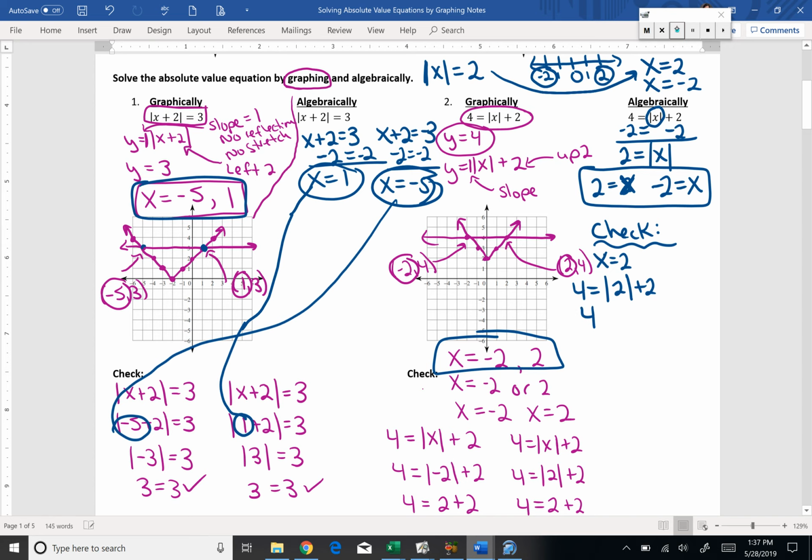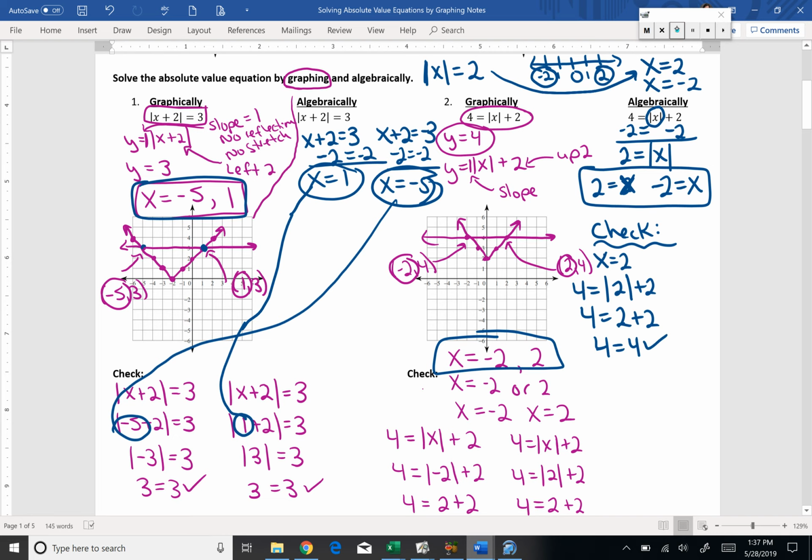Absolute value of 2 is 2. Remember, I don't change the sign. It's how far I am from 0. And 2 is just 2 away from 0. So we end up with 2 plus 2. We end up with 4 equals 4.